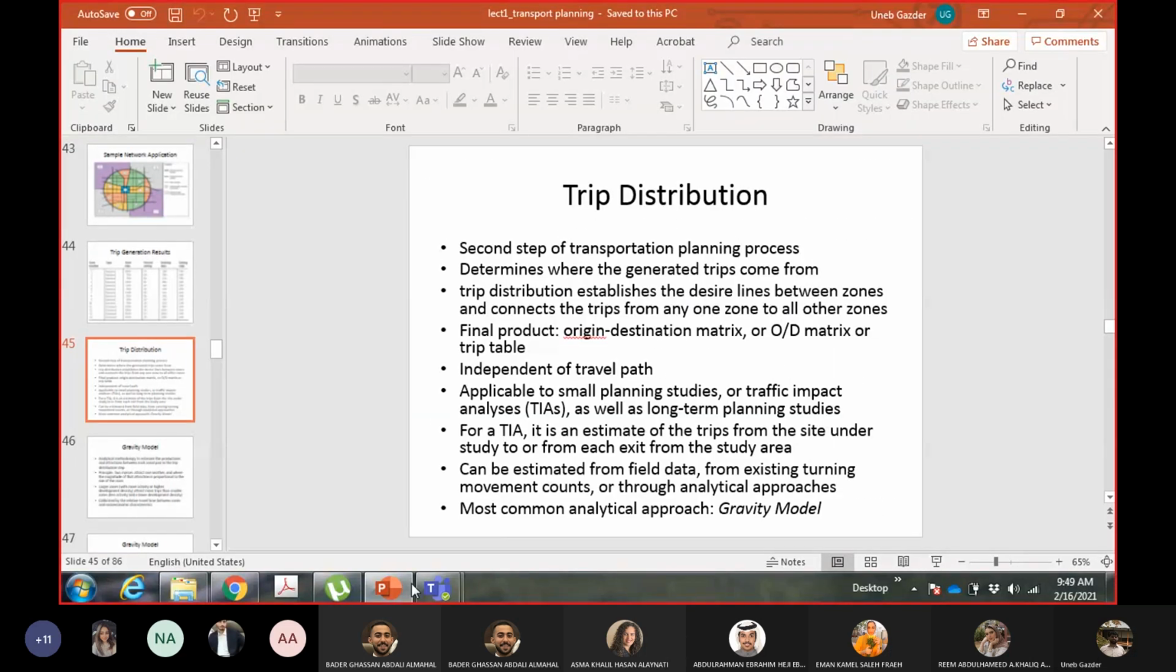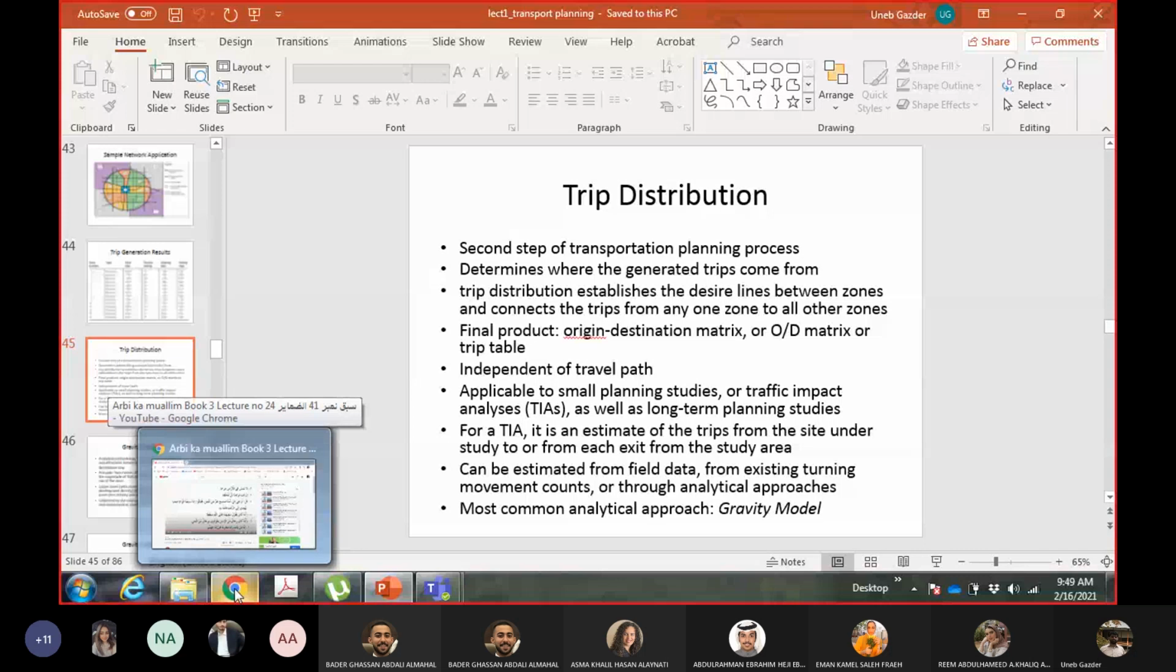On Thursday inshallah we will start with the second phase of the transportation travel demand forecasting model, which is the trip distribution.